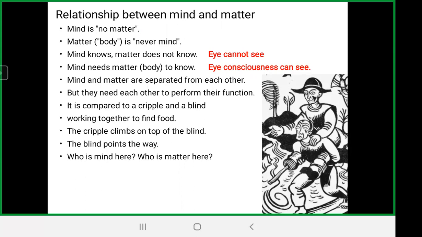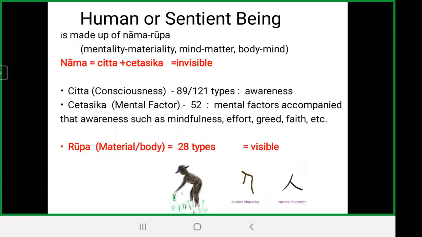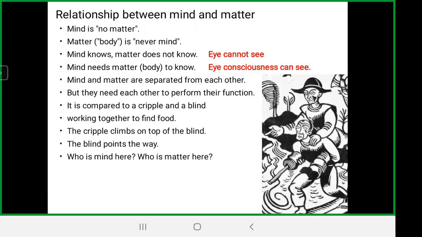This mind and matter, they are separated from each other, but they need each other to perform their function. So what is the simile? It can compare to a cripple and a blind man. They work together to find the food.